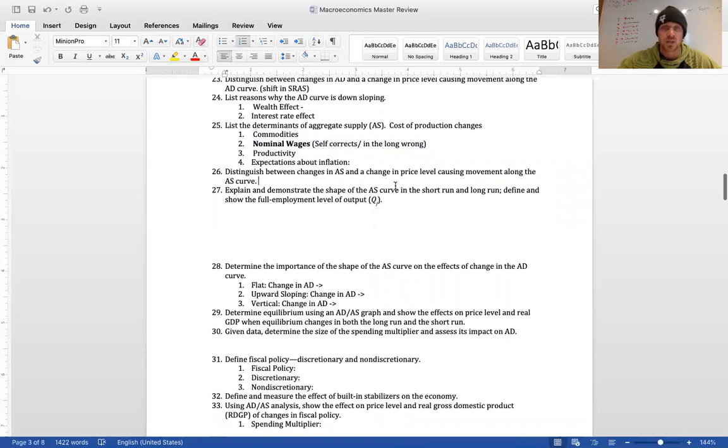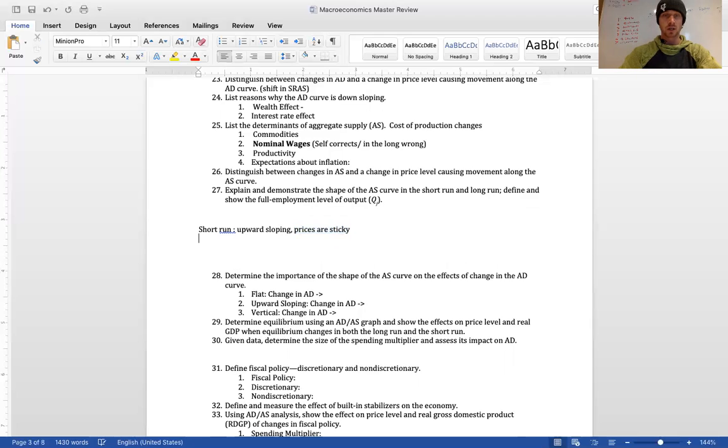Explain and demonstrate the shape of the aggregate supply curve in the short run and the long run. In the short run, it is upward sloping because prices are sticky. In the short term, prices are sticky. This means that as inflation goes up, or as the price of stuff goes up, businesses aren't incentivized to change people's income in the short run.